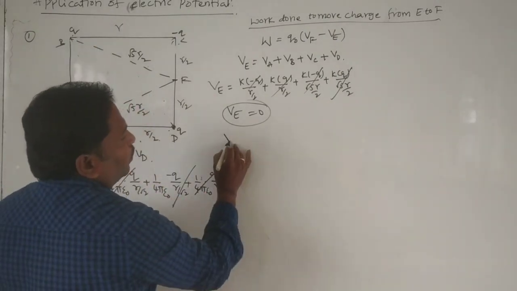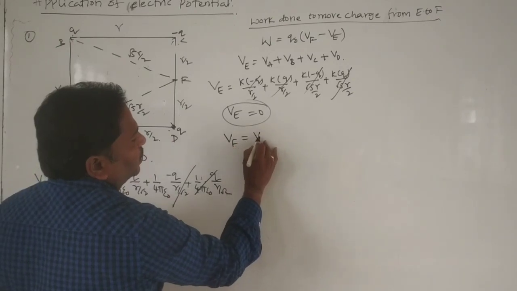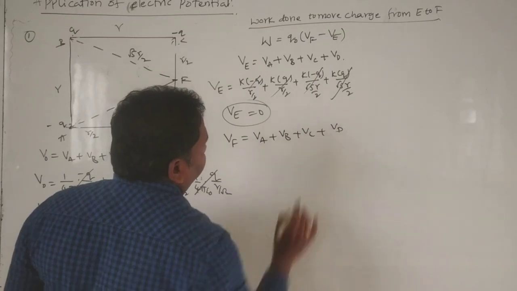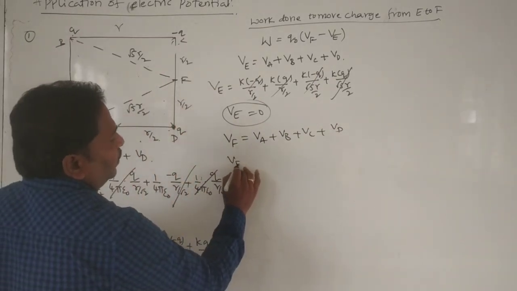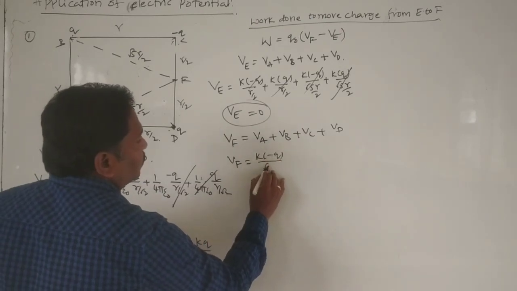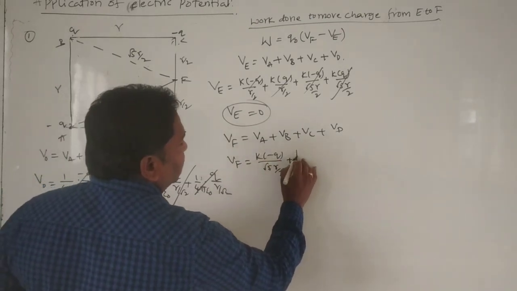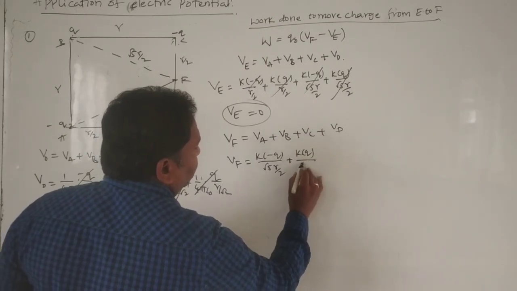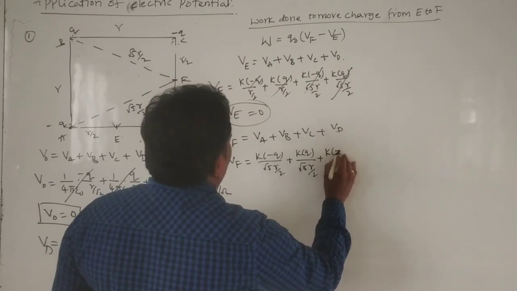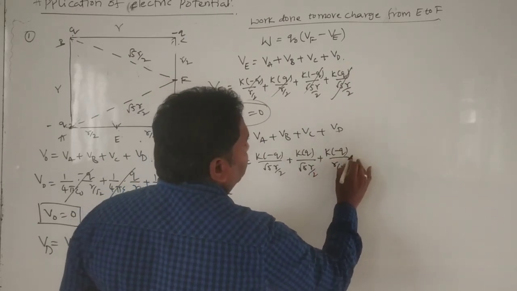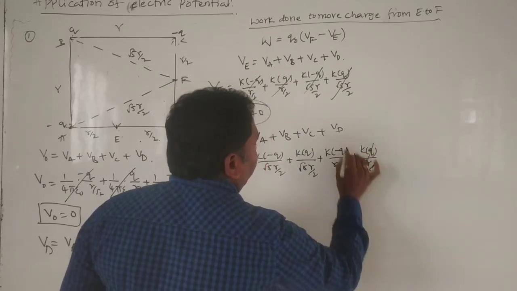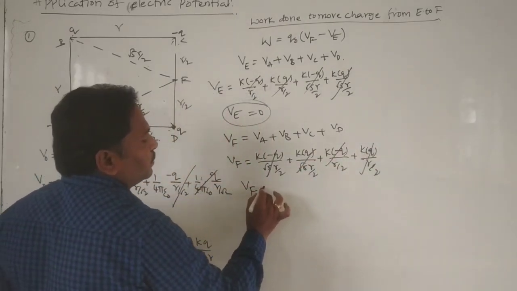So now the potential at F equals the potential due to A plus B plus C plus VD. So the potential due to charge A is k into minus q by root 5r by 2 plus k into q by root 5r by 2 plus k into minus q by r by 2 plus k into plus q by r by 2. So all are cancelled. So Vf equals 0.